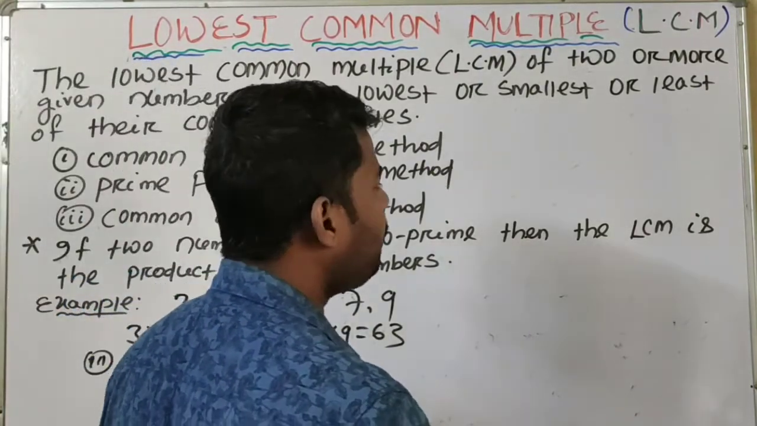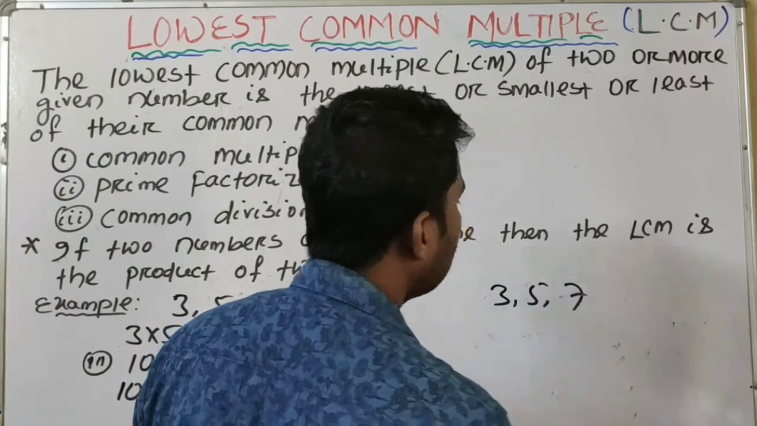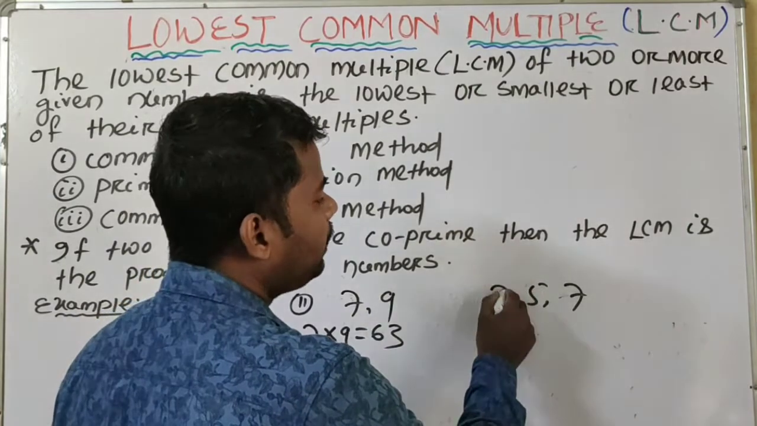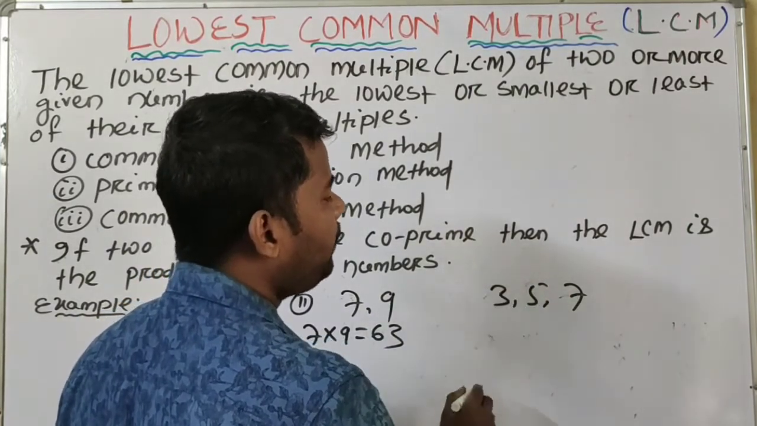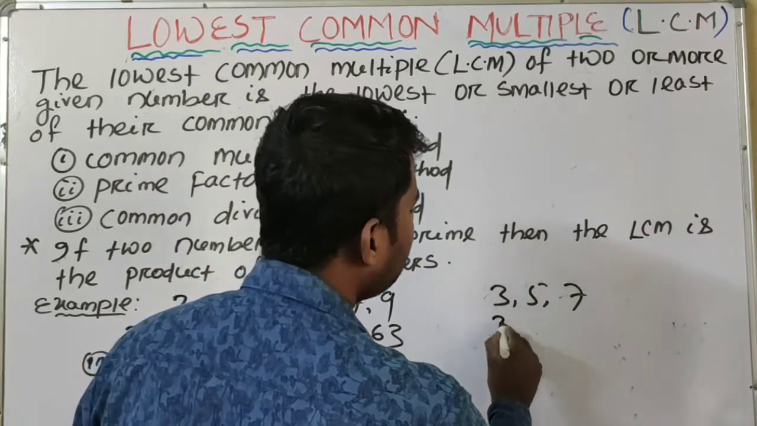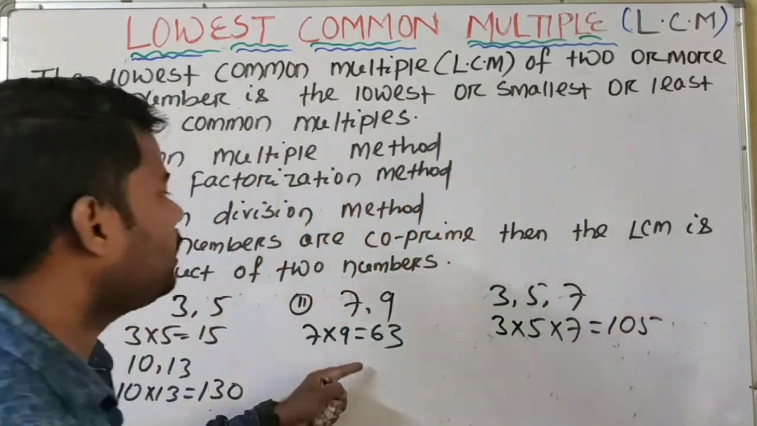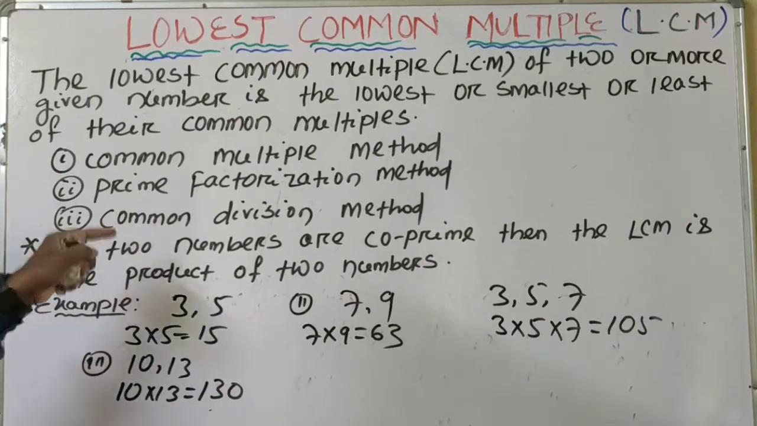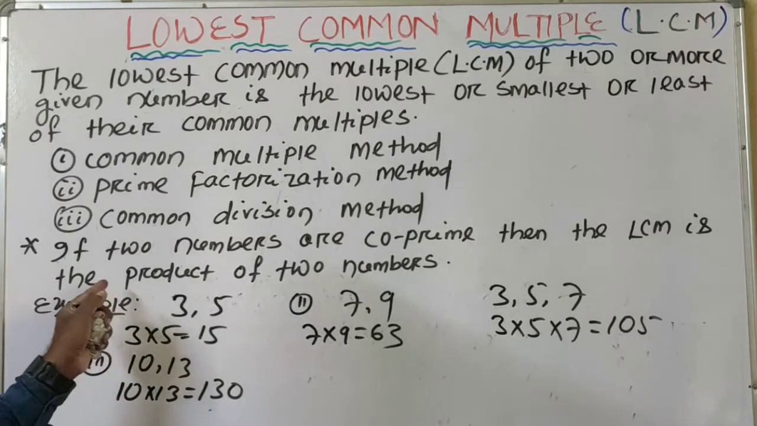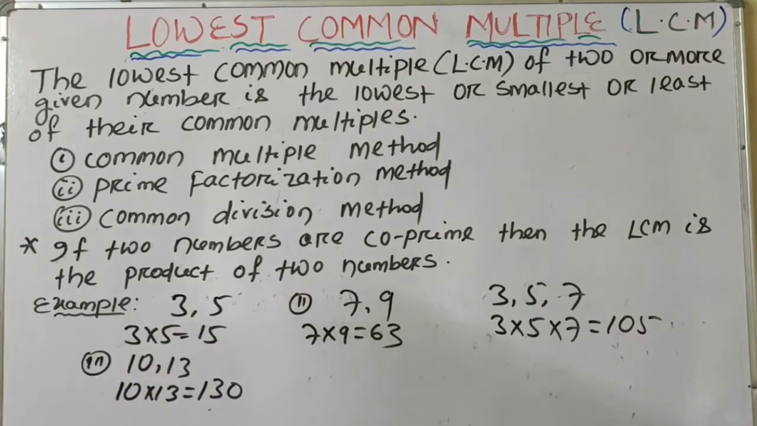If we take three numbers and only one is the common factor, suppose 3, 5 and 7, what will be the LCM? Here 3, 5, 7 have only one common factor, so we can directly find the LCM by multiplying: 3 into 5 into 7 is equal to 105. So in this way, without using the methods, we can find the LCM of two or more numbers if only one is the common factor among all numbers.